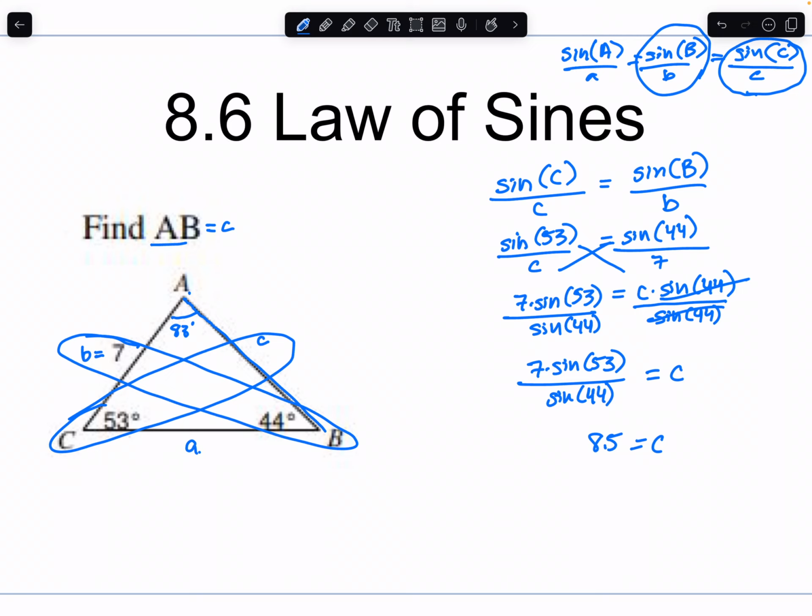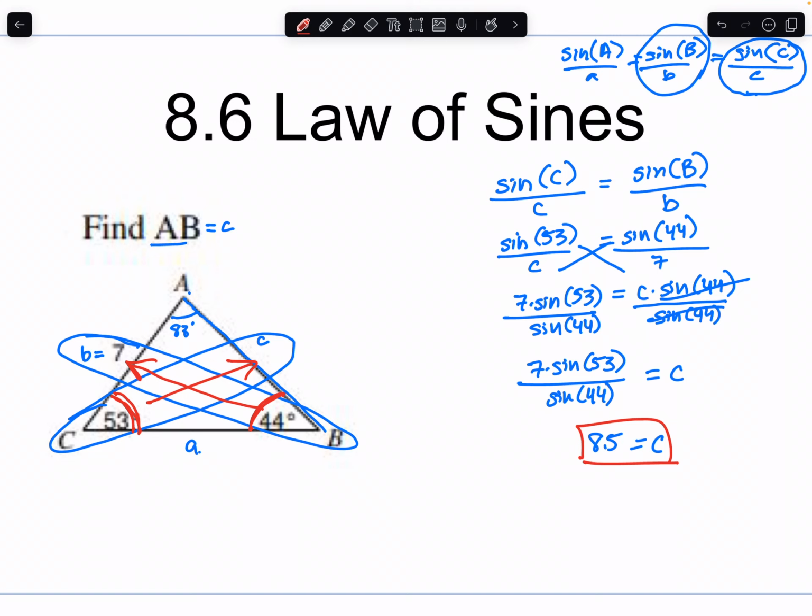Now, hopefully that also makes sense. Since angle C is 53, we know that this side should be bigger than this side because 44 is smaller. So if 44 opens up to size 7, that means that C should be bigger than 7. And it is. We got 8.05.